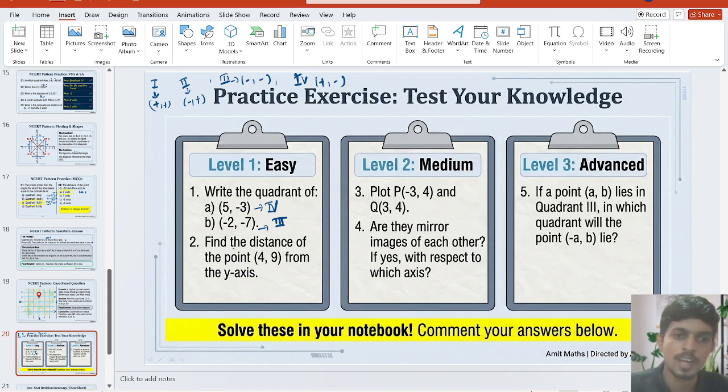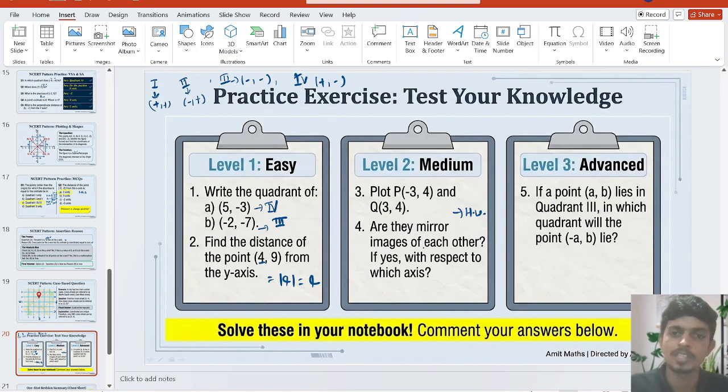You will easily find the distance of the point (4, 9) from the y-axis. For the y-axis we use the x-coordinate, 4, so this is the modulus of 4. You get 4. Okay. And plot P(-3) and Q(3). This is your homework. You try it on this.